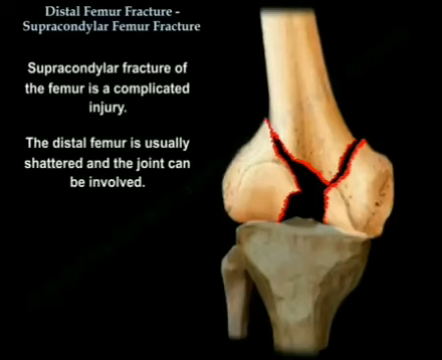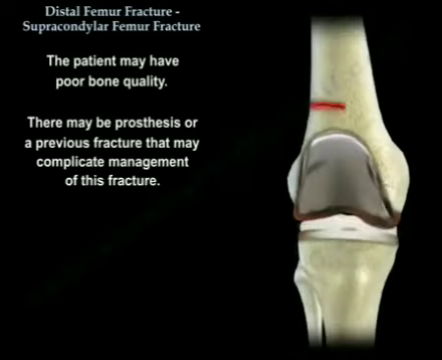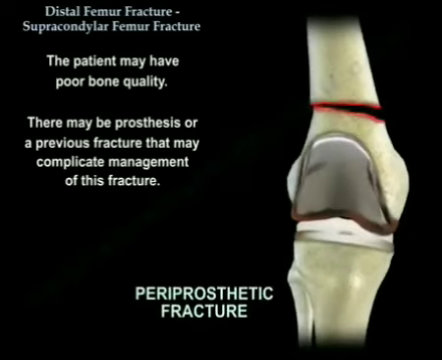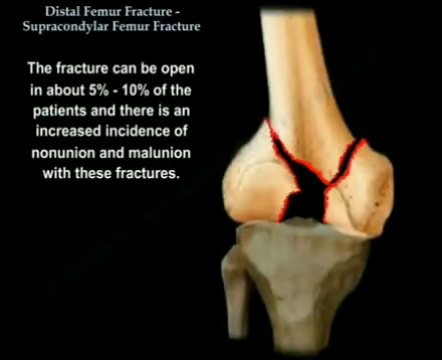Supracondylar fracture of the femur is a complicated injury. The distal femur is usually shattered and the joint can be involved. The patient may have poor bone quality. There may be a prosthesis or a previous fracture that may complicate management of this fracture. The fracture can be open in about 5 to 10% of the patients, and there is an increased incidence of non-union and malunion with these fractures.